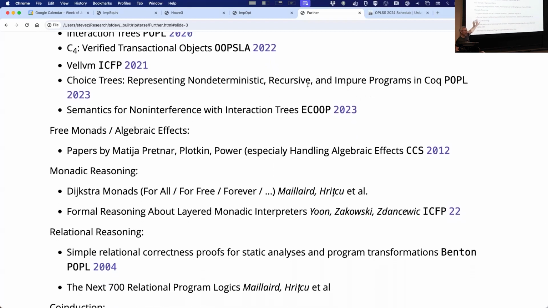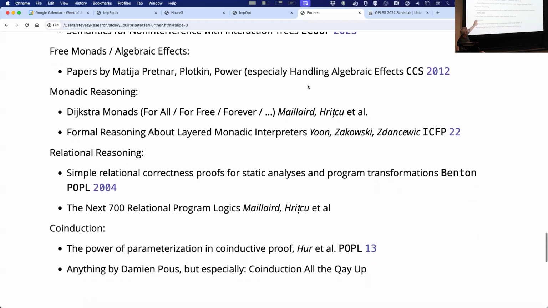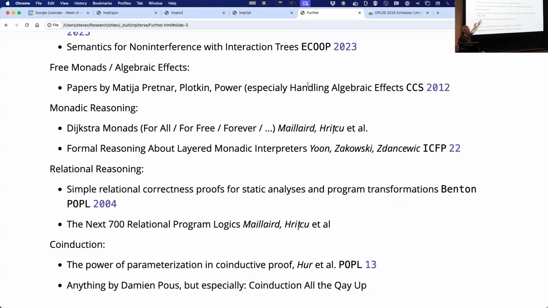If you want to get deeper into monadic reasoning, there's very nice work on what are called Dijkstra monads. We have some papers that connect iTree semantics to those, and some reasoning about these monadic interpreters. This general idea of relational reasoning is very powerful, and a very nice paper that summarizes the intuitions and shows you how you can do it is by Nick Benton from POPL 2004. That's a very good entry point to a lot of that. But you can also read The Next 700 Relational Program Logics.